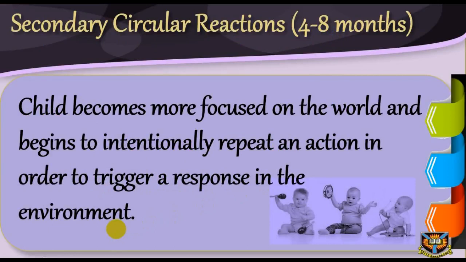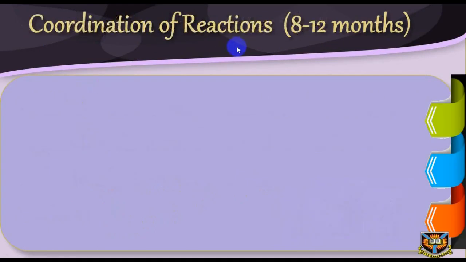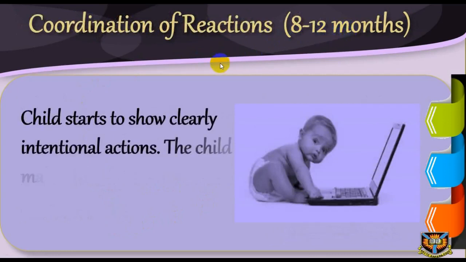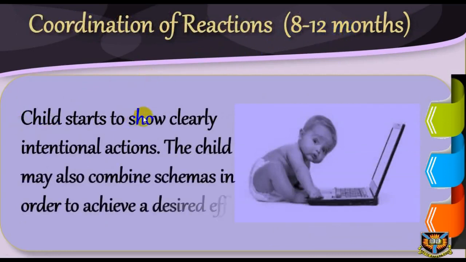The next substage is the coordination of reactions, between 8 and 12 months. Here, the child starts to show clearly intentional actions. The child may also combine schemas in order to achieve a desired effect. Children begin exploring the environment around them and will often imitate observed behavior of others. Understanding of objects also begins during this time.